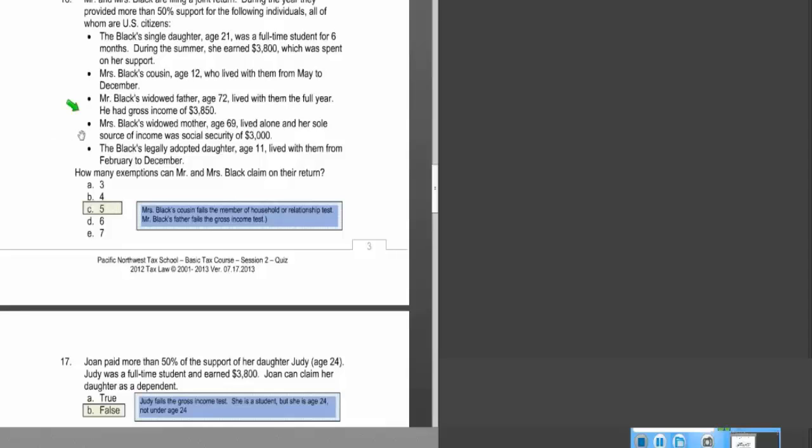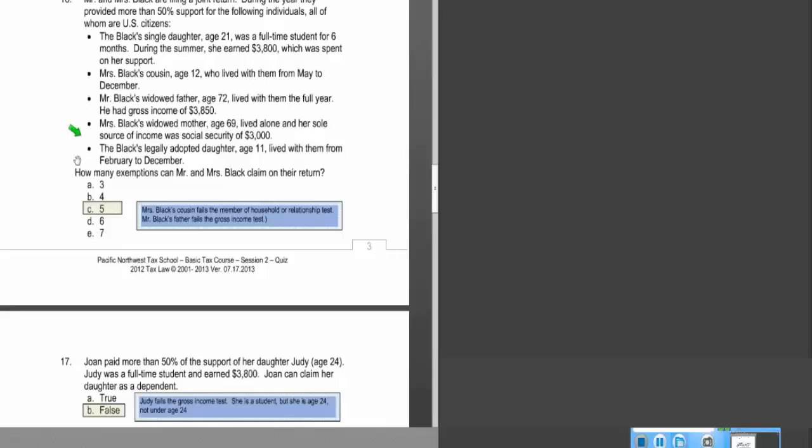Now let's take a look at Mrs. Black's widowed mother. She lived alone, and her sole source of income was Social Security. So we know none of the Social Security is going to be taxable income, so we don't even need to worry about the income. And she is related, and since it's the mother, remember, a mother or a father do not have to live with you. So she can be their dependent if they provide 50% or more of the support. So Mrs. Black's widowed mother is a qualifying relative, and she will be a dependent on the return, and there will be an exemption for her.